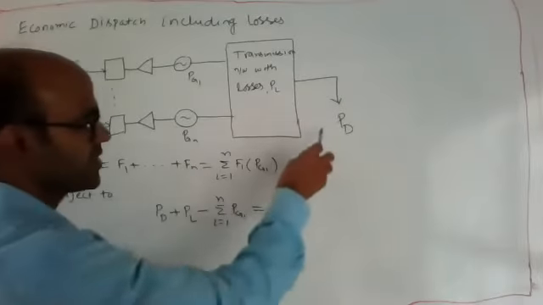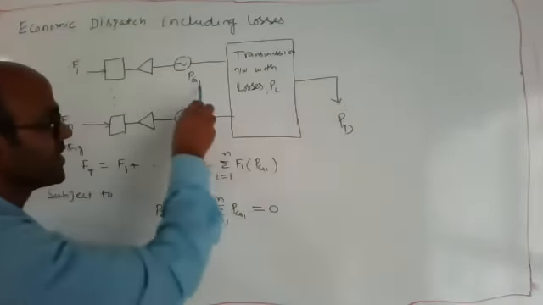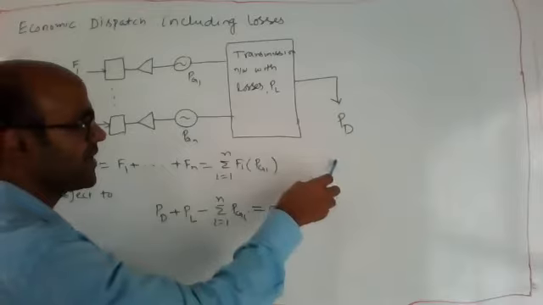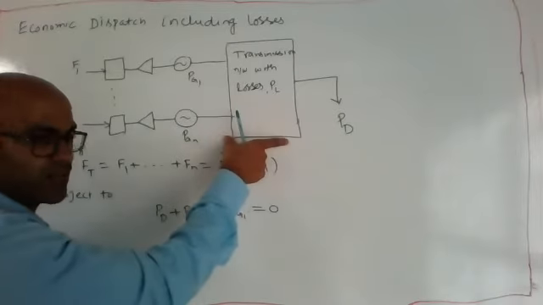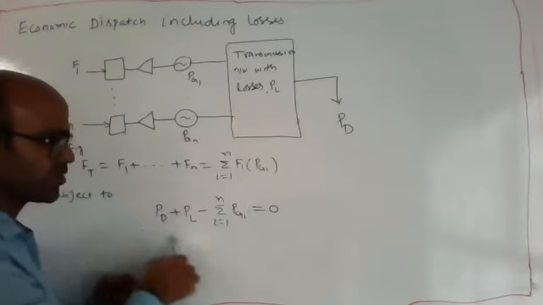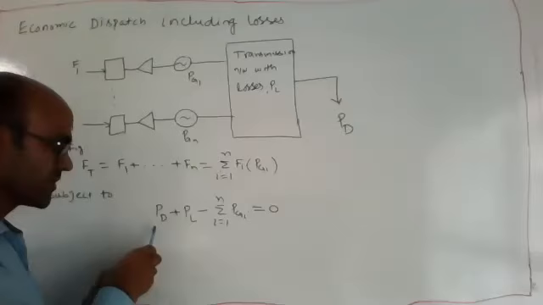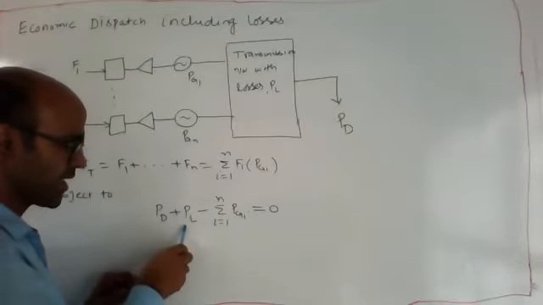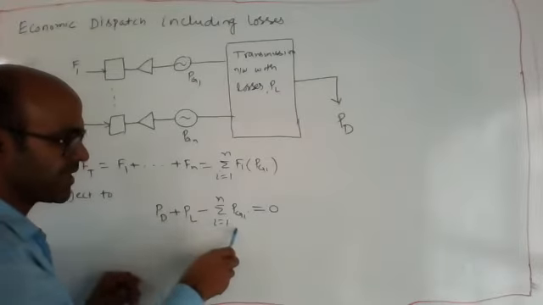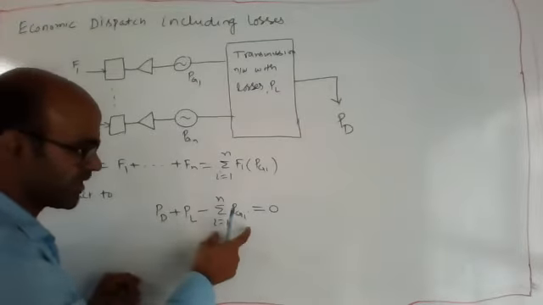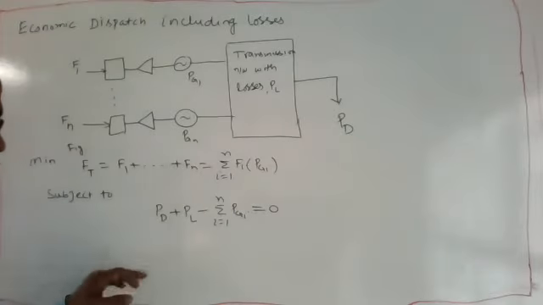This is the demand. Generation will satisfy demand as well as transmission losses, so this condition should be met. Demand plus losses is satisfied by the generators, or the total generation. So how do I solve this problem?